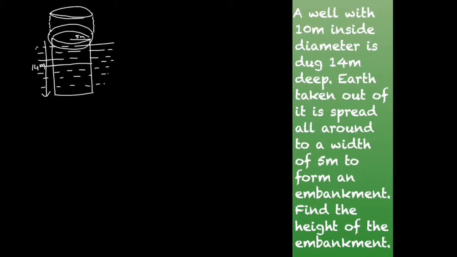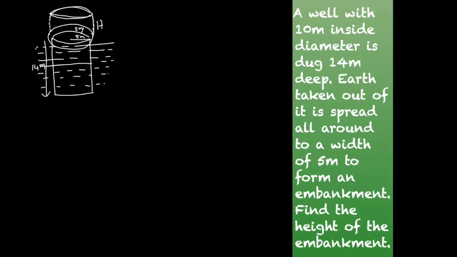You would have seen how a well is. This is called the embankment. We have to find the height of this embankment. Let us assume it as h. The earth taken would be spread around it to a width of 5 meter. The width is again given as 5 meter.